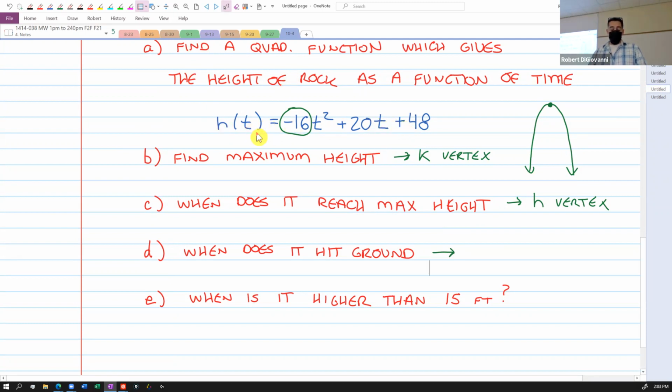True. So if you wanted to know when it hit the ground, you would want to know when this height is 0, right? What value of t would make this height 0? So you want to set this quadratic equal to 0. It's like the X-Intercepts, isn't it?